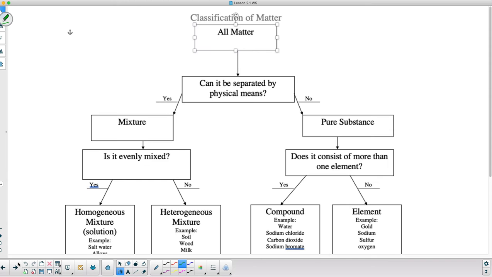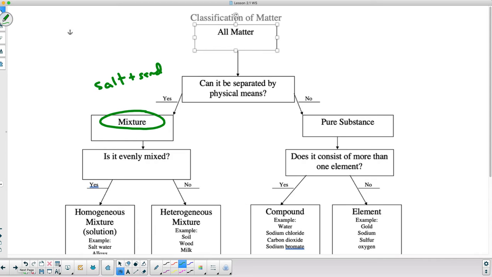So the first thing I need to do is to take a look and see, no matter what the matter is, can it be separated by physical means? If it's a yes, then what we have is a mixture. Okay, if it can be separated, like salt plus sand in a big jar, if I can literally take each one and separate it into a salt crystal and sand, then it is, of course, a physical mixing of things, and that's a mixture.